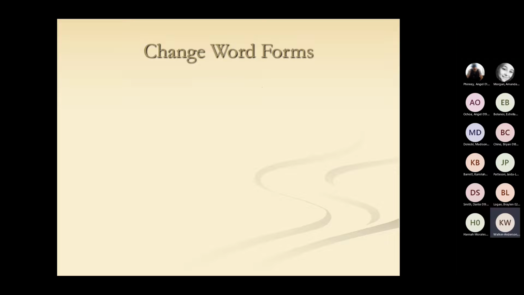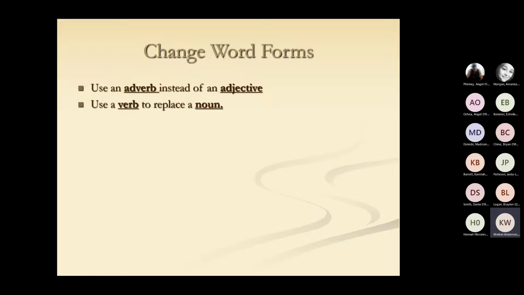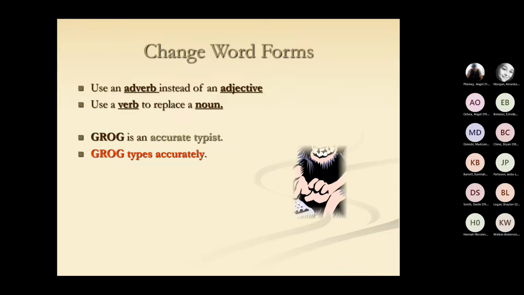Another thing you can do is change word forms, and that means instead of an adverb, make it an adjective. Instead of a verb, make it a noun. And I can remember on some feedback, specifically telling some of you to do that. So for example, you have Grog is an accurate typist. Typist is the noun, and then Grog types accurately. So types becomes the verb. So you can change word forms when you paraphrase.